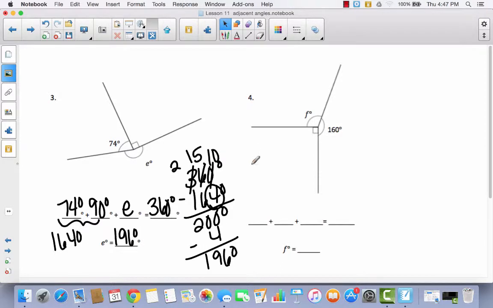Okay, so again, I have a full turn, so I know that all this together has to be equal to 360 degrees. So I've got F degrees plus 160 degrees, and then I have this right angle, which is 90 degrees. So I've got 160 degrees plus 90 degrees, which is 250 degrees. When I subtract these two, that gives me 110 degrees, and that would be what F would be equal to.